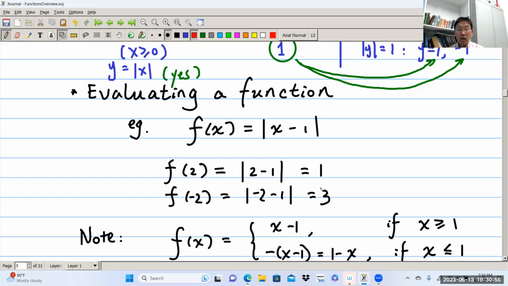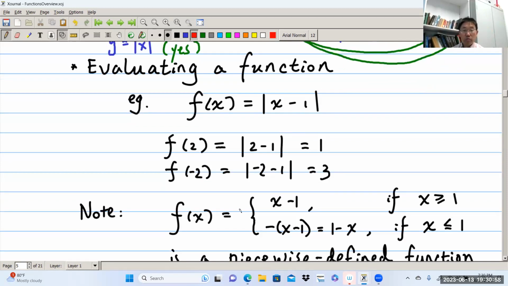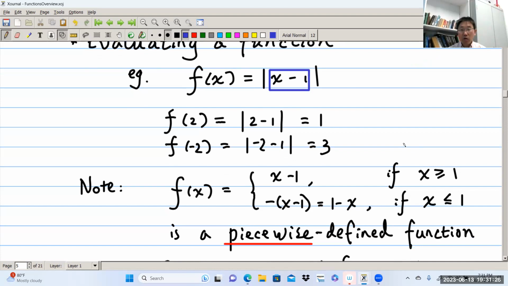However, this function can be written in a piecewise manner. Because if x minus 1 is non-negative, say 0 or positive, then the absolute value of x minus 1 is just itself, right? The absolute value of a positive value is just the positive value itself. The absolute value of 0 is just 0 itself. So if x minus 1 is greater than or equal to 0, or say x is greater than or equal to 1, f of x is just x minus 1. Remember that?